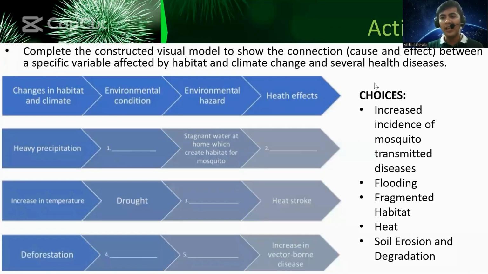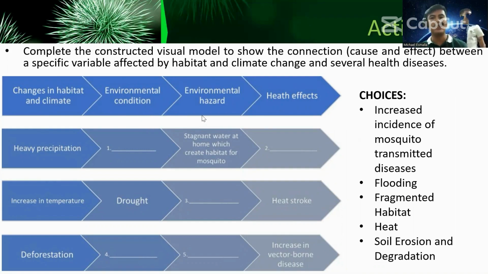Now, for our second activity, I have here four columns. For the first column, it deals with the changes in habitat and climate. And then in the second one, we have environmental condition. Next is the environmental hazard. And then we have health effects.